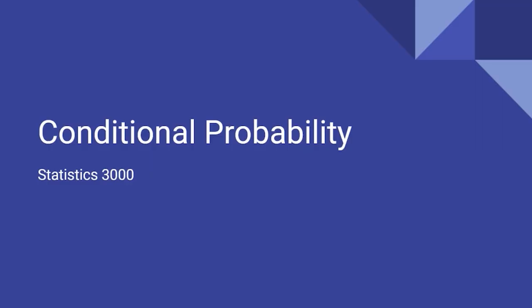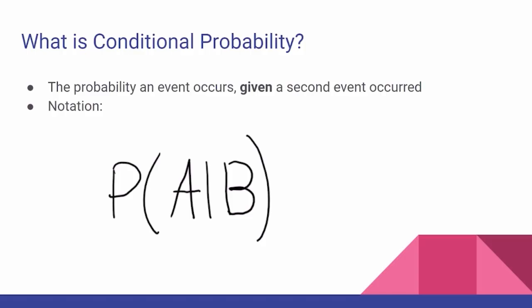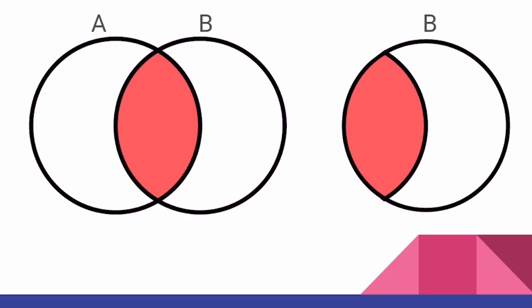You'll learn about that later, but for now, let's talk, what is conditional probability? Basically, it's the probability an event occurs given a second event occurred. So we notate it as shown on the screen. It's the probability, P parenthesis, of A given B, or A line B. So this is how we write it when we are looking for the probability of A, knowing that B has happened.